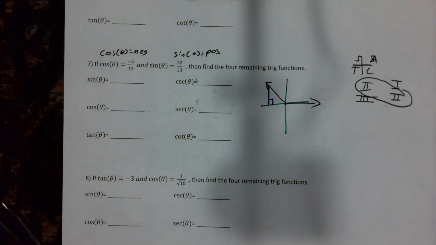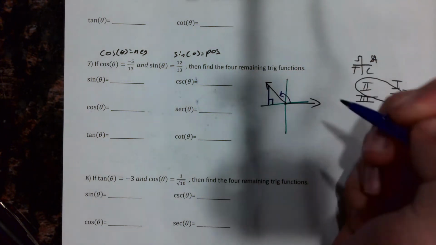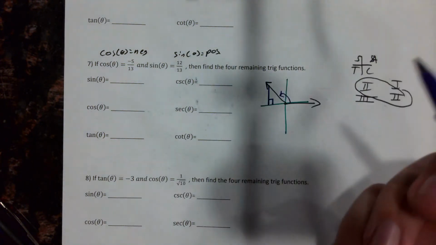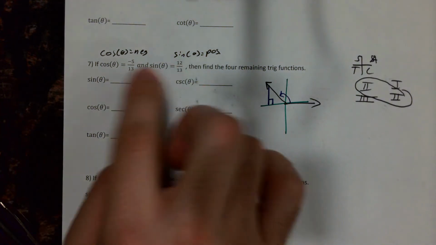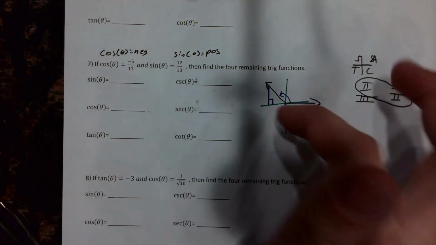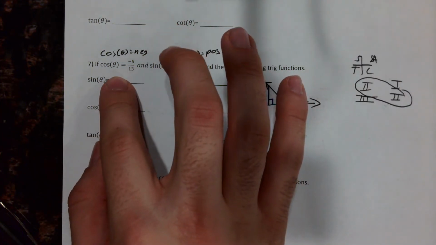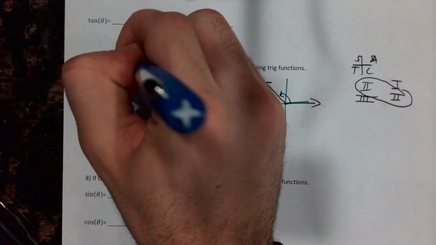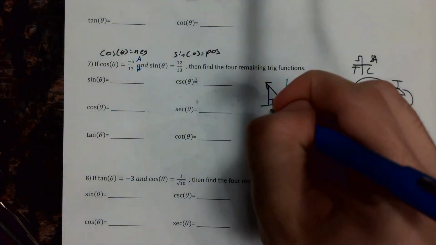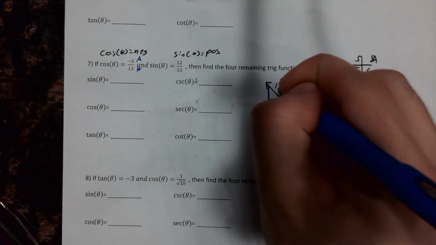I don't know much. I don't know what the angle is. All I know is the angle is like this, but I have no idea of the measures, so the information has to come from somewhere. It's going to come from these two ratios. I know cosine is negative 5 over 13. Well, cosine is adjacent over hypotenuse. So this is going to be my adjacent side, and this is my hypotenuse. So negative 5 over hypotenuse, which is 13.